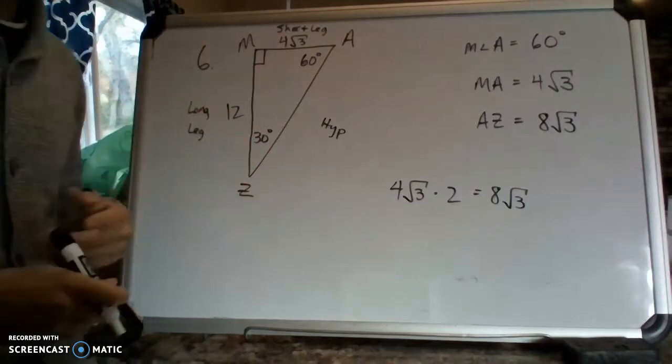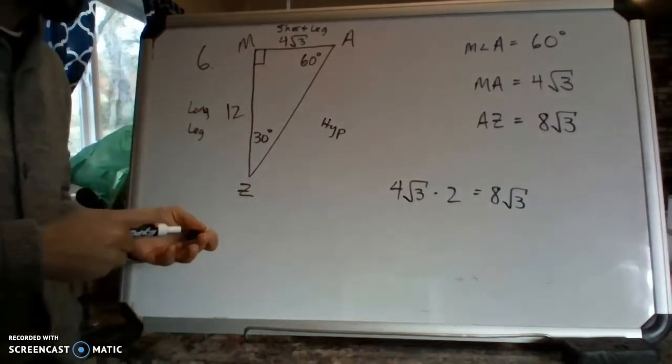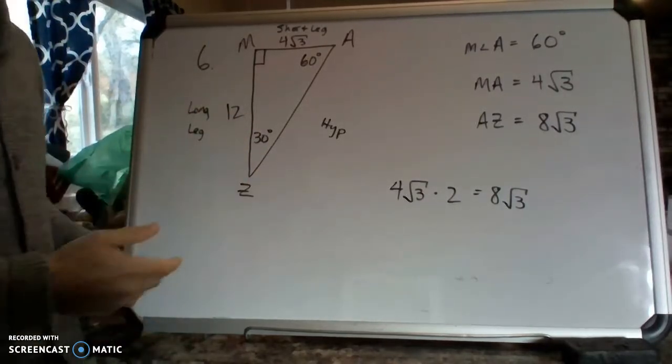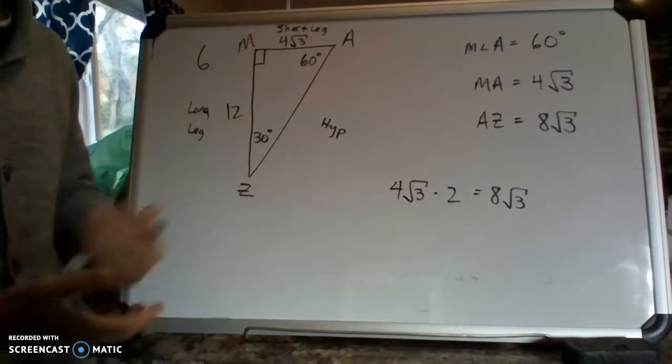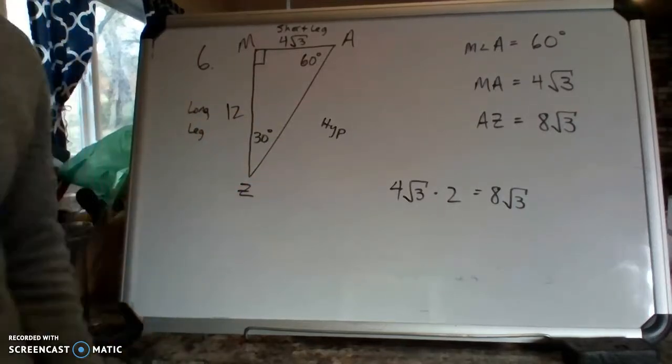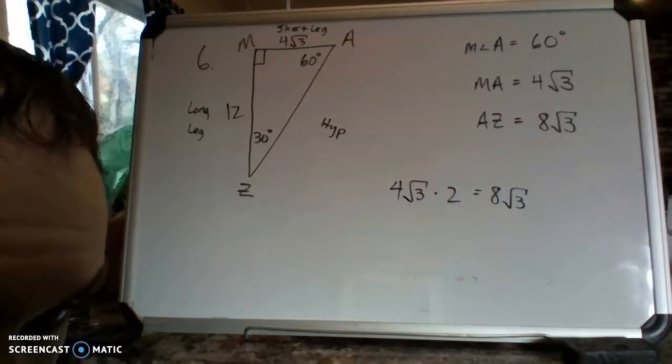Right. These problems can take a very short amount of time because these relationships are already known. And again, this is a problem you do not need a calculator for, and you're actually not allowed to use a calculator for. Let's move on to number 7.